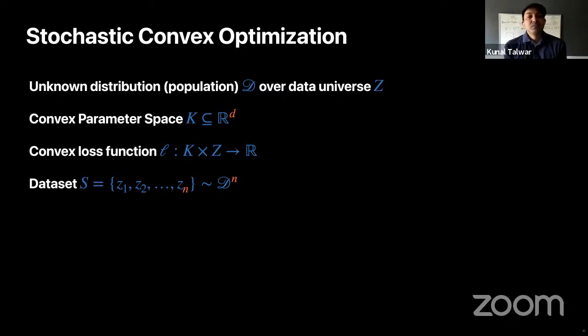Moreover, we are given access to this distribution through a bunch of samples. So you have Z_1 through Z_n, which come from this distribution. These are assumed to be IID samples from the distribution D, and this is all we have. Given this data set, I'm trying to learn good parameters for the distribution D.